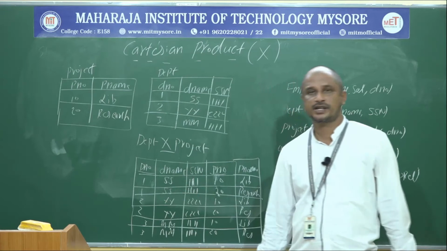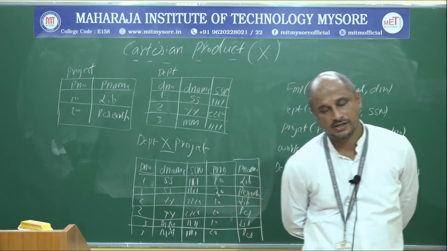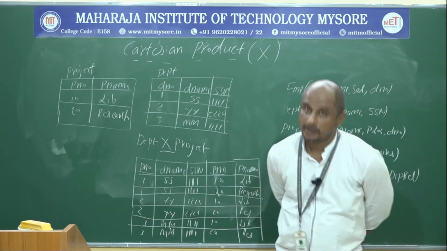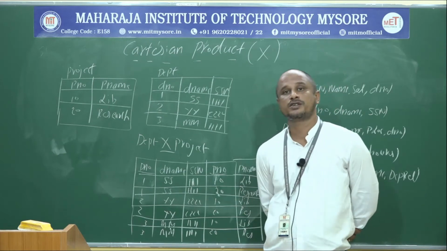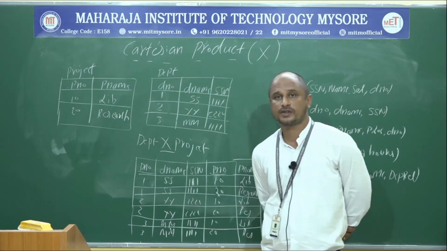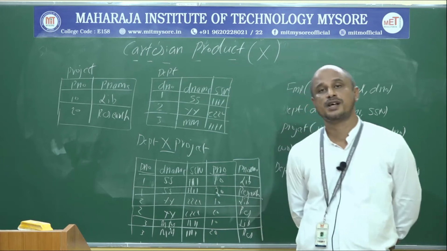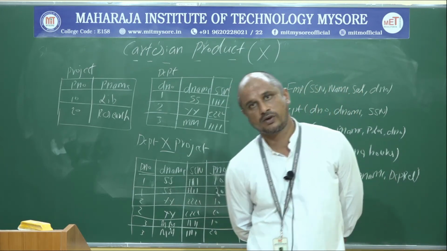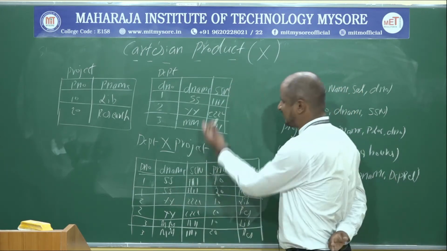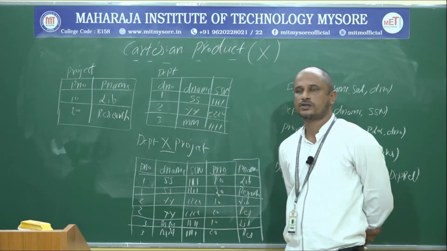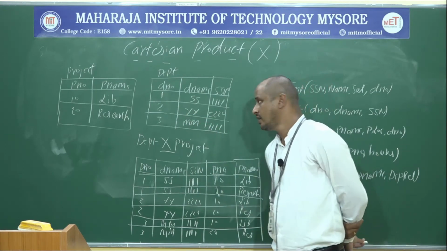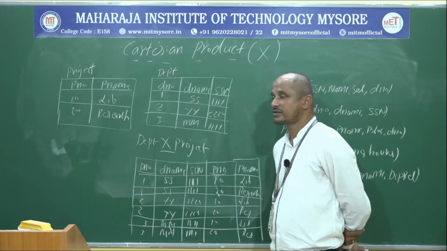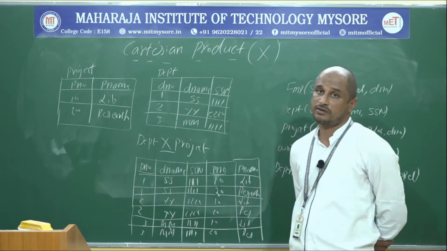So this is the best example for Cartesian product. Take two tables, and multiply the tuples of one with the number of tuples in the other. We have 3 into 2, so 6 tuples will appear. There is 1, 2, 3 and 10 and 20: 1 with 10 and 20, 2 with 10 and 20, 3 with 10 and 20.